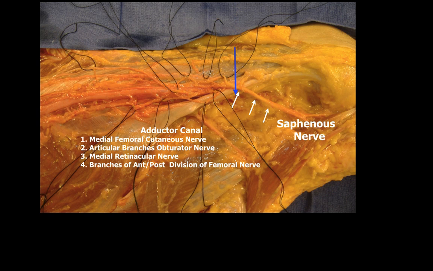The blue arrow marks the point at which the saphenous nerve is no longer within the adductor canal. Thus, injections performed proximal to this point are anatomically within the adductor canal, while injections performed distal to this point are within the plane between the vastus medialis and the sartorius muscles.